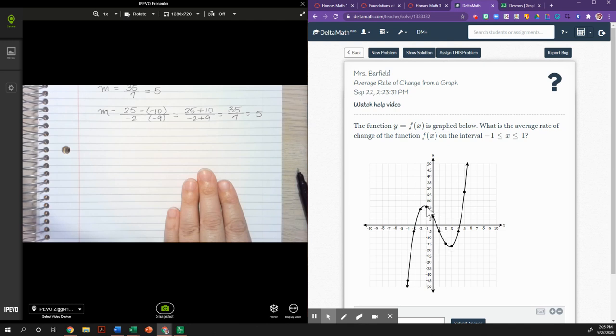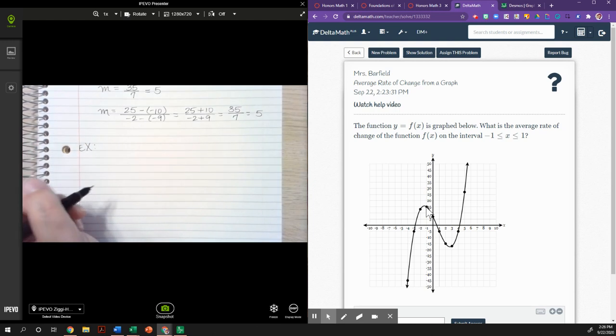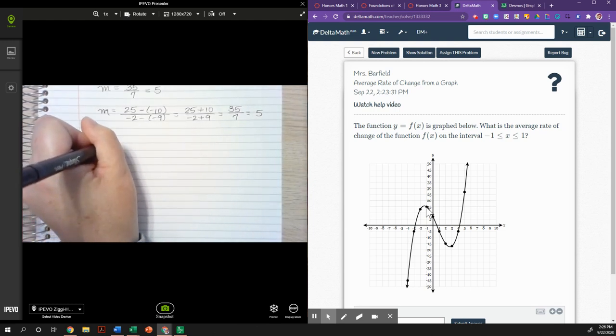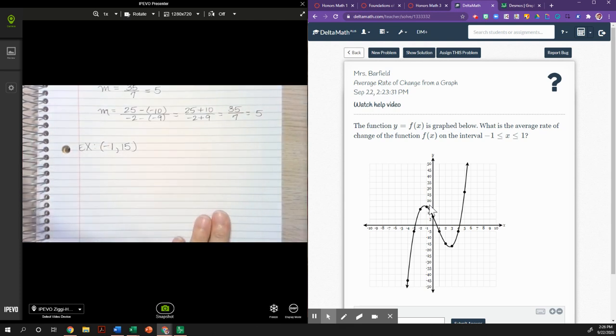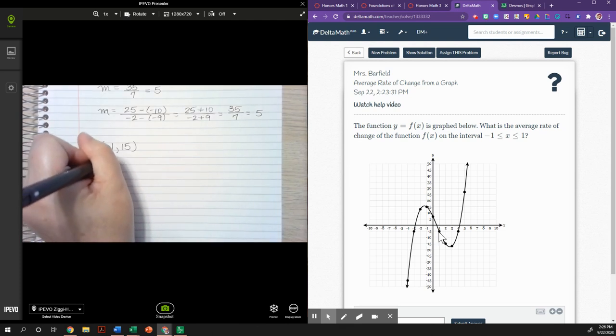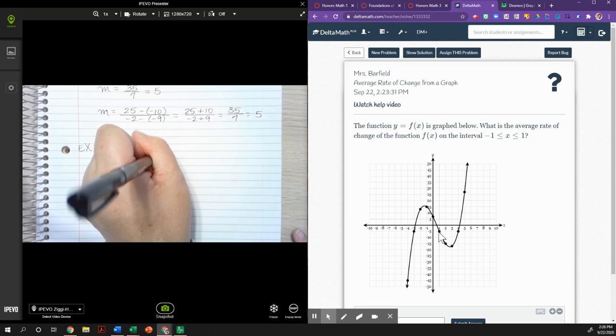So all you're going to do is you're going to take the first point that they give you. So they tell you to start at -1. So -1, comma, and it says 15. So we got to make sure we pay attention to how they've labeled the x and y axis. So at -1, the point is 15. All right, and then when I go here to 1, okay, my y value is -5. So 1, -5. So I'm going to take those 2 points and then I'm going to calculate the slope.